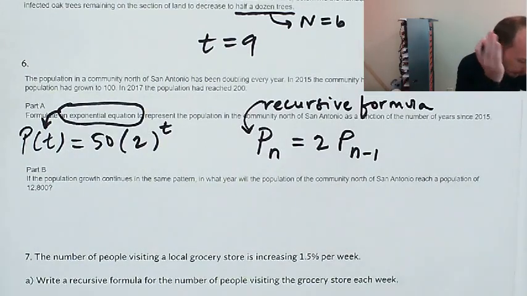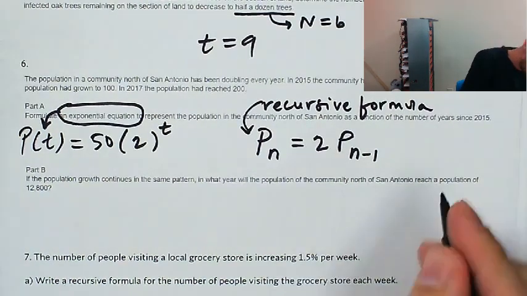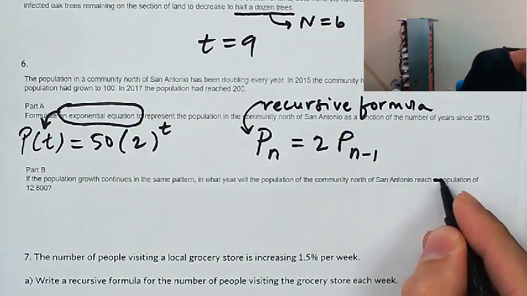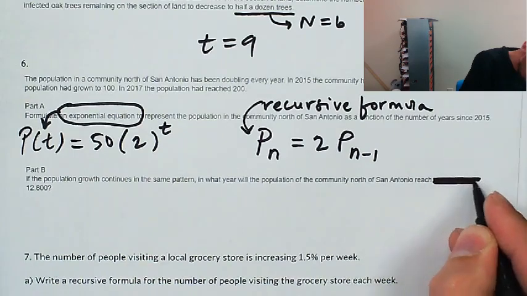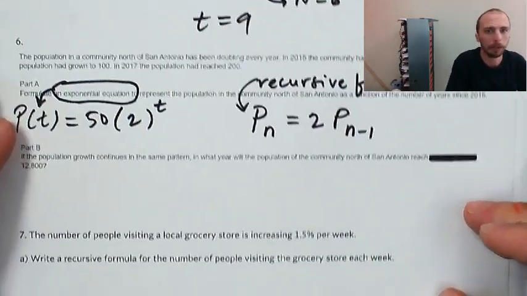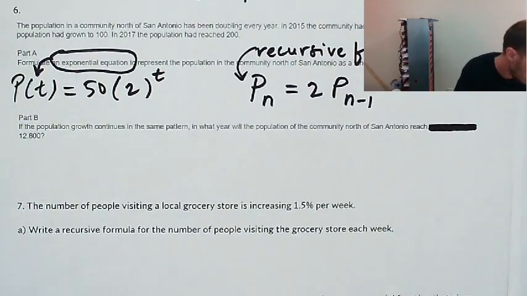If the population growth continues in the same pattern, in what year will the population of the community north of San Antonio reach a certain population? That was not even well written, right? They repeated some words. I need to proofread this. That's all right, though. Plenty of things are not well proofread. The population in the community north of San Antonio reaches 12,800.